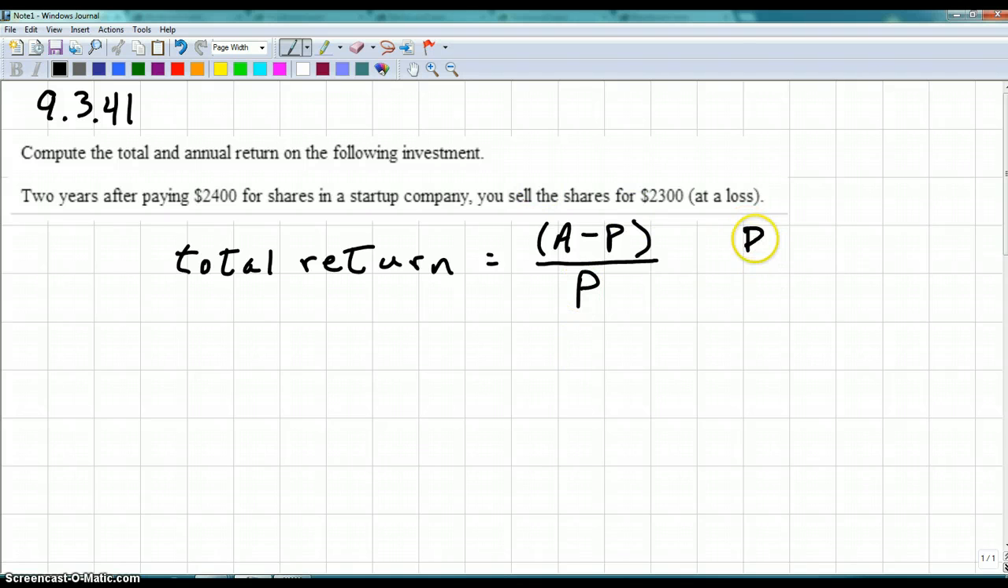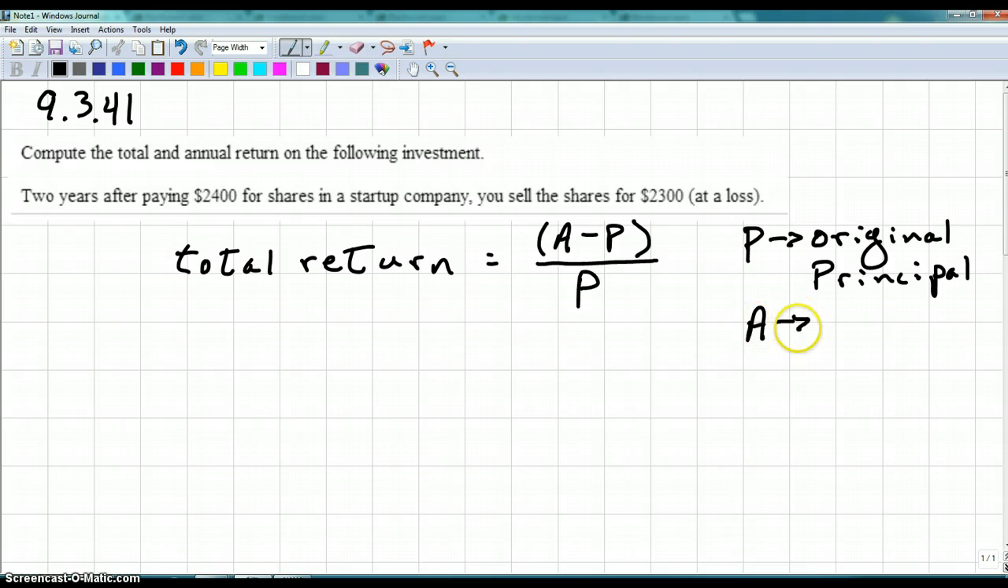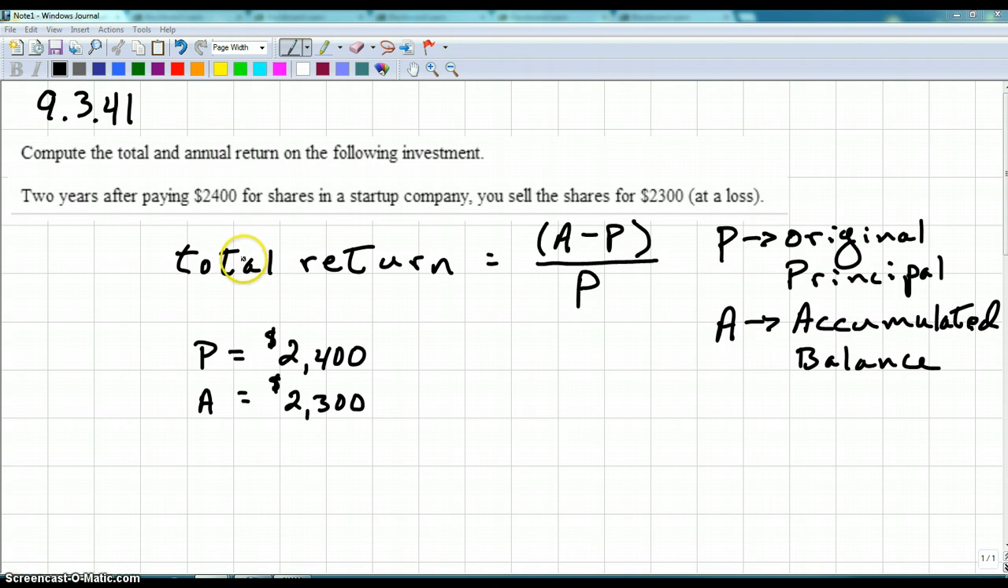P is going to be the original principal. And A is going to be your accumulated balance. So, as I said, P is the original principal, A is your accumulated balance. For this particular problem, P is going to be equal to $2,400. A will be equal to $2,300.